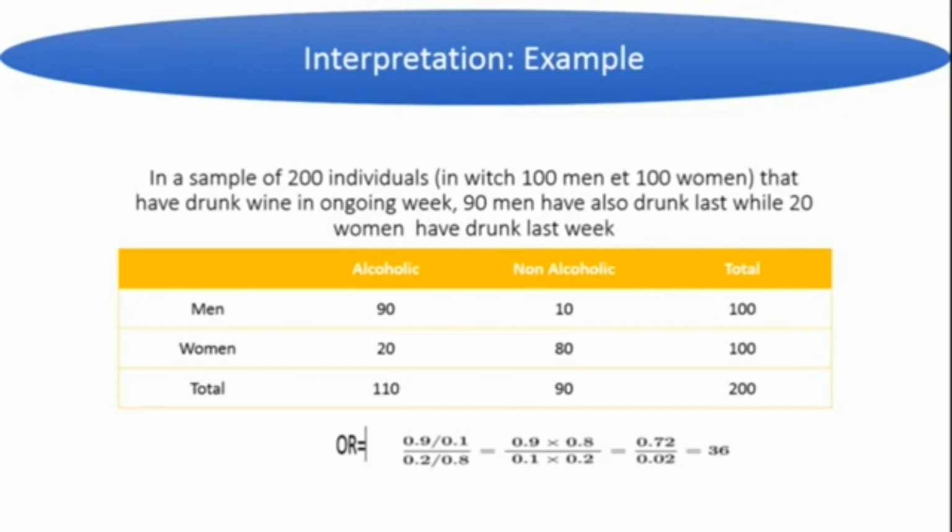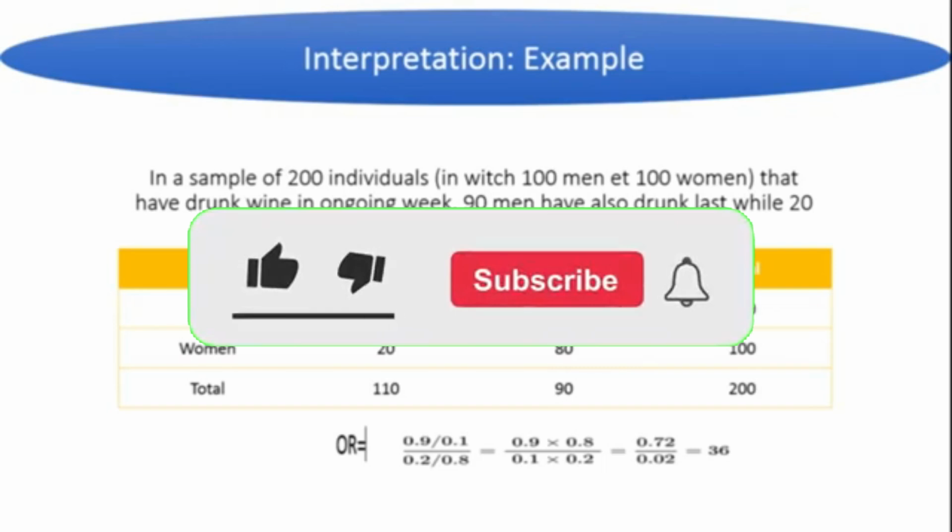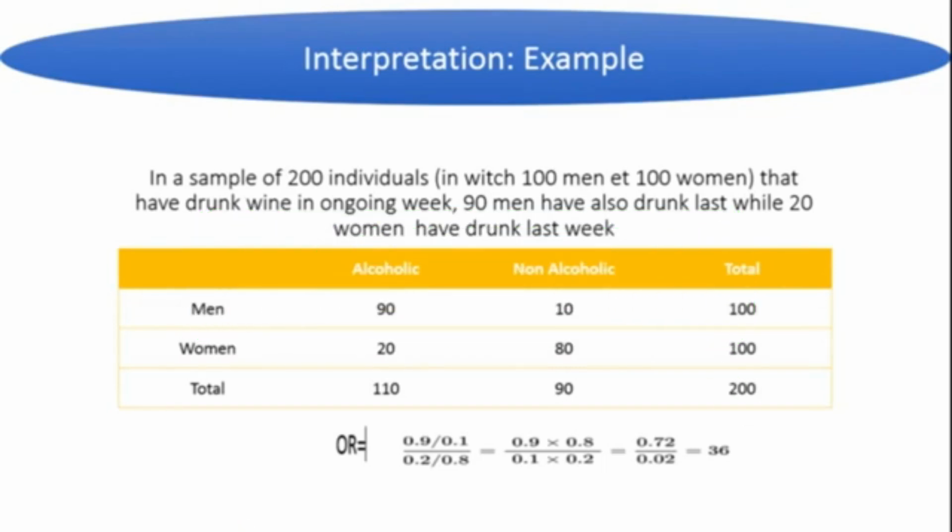So in our sample we have 19 men that have also drunk the last week, that are alcoholic, and only 10 of the 100 men have not drunk in the previous week. And let's look at the women population. We can see that 20 women in our sample have drunk in the previous week among 100 women that have drunk in the current week. So we can calculate the odds ratio, and we found that the odds ratio is 36. That means that being a man is a risk factor of developing alcoholism. That also means that in a group of men, alcoholism is 36 times higher than in the women population.